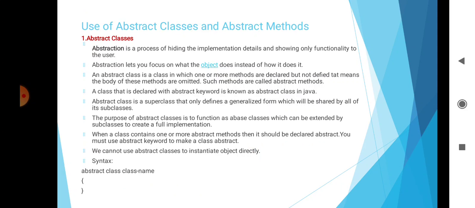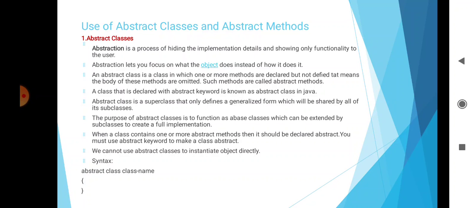Then the next concept is the use of abstract classes and abstract methods. Abstraction is the process of hiding the implementation details. What is the main purpose of abstraction? Hiding the implementation details and showing only functionalities to the user. Abstraction lets you focus on what the object does instead of how it does it.